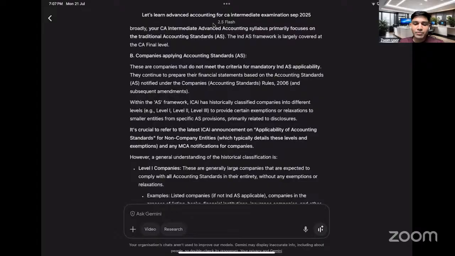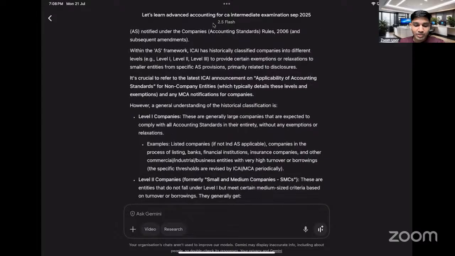Within the AS framework, the ICAI has historically classified companies into different levels, like level 1, level 2, level 3, to provide certain exemptions or relaxations to smaller entities from specific AS provisions, primarily related to disclosures. It's crucial to refer to the latest ICAI announcements on applicability of accounting standards for non-company entities, which typically detail these levels and exemptions, and any MCA notification for companies.